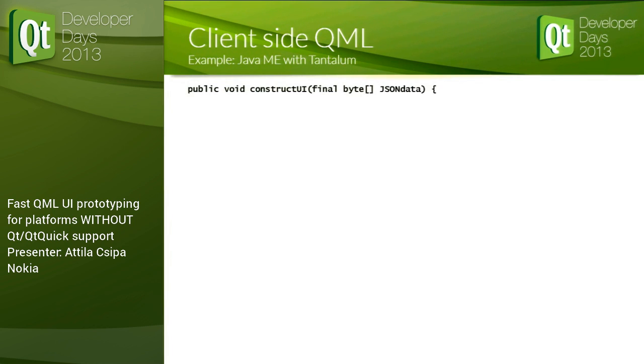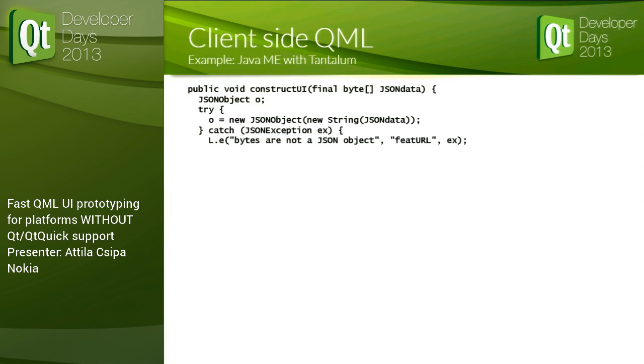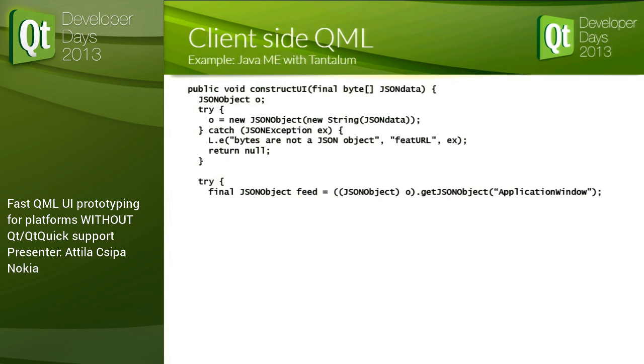For example, I am showing you what I'm doing in Java ME with a library called Tantalum, and how I get to construct a UI from QML, even though I'm not having Qt there at all. It's actually a very simple thing. I have JSON objects which are provided by the Tantalum library. I load up the data that I've received either through the network or the file system. I check for errors. If it's not parsable, not an object, or not JSON compatible, then I will just return. If not, I will do the following.